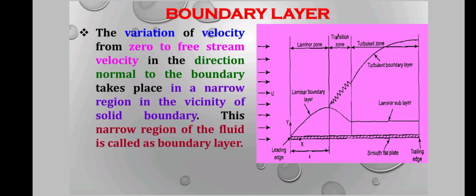So the graph shows the curve starting from the leading edge of the smooth flat surface to a trailing edge, and it has a laminar zone, transition zone and a turbulent zone, which have a laminar boundary layer and a turbulent boundary layer. In between them it has a laminar sublayer.